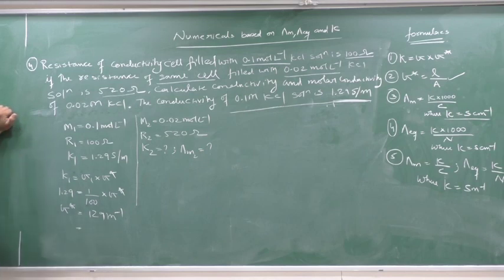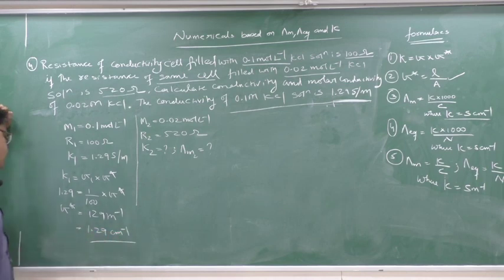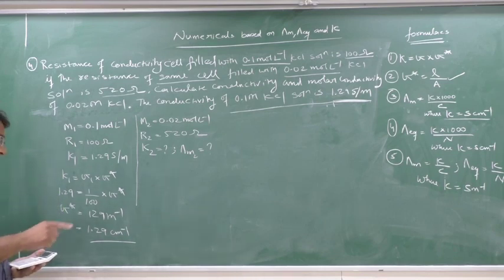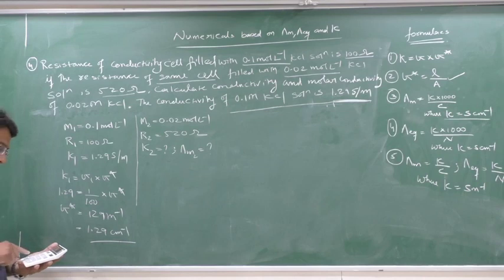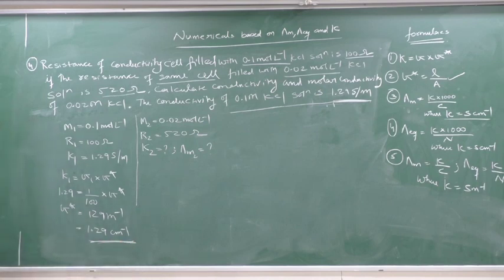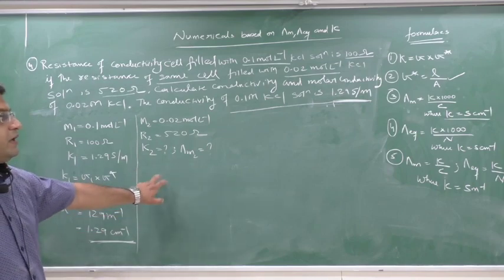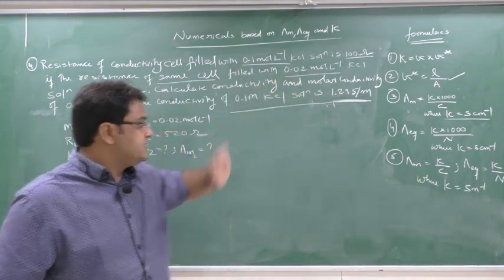Now, I can write it like this also, 1.29 per centimeter. Yes or no? Because 129 per meter, that is 129 by meter. 1 meter equal to 100 centimeters. So 129, if I divide by 100, I will get 1.29 per centimeter. So I have calculated G star in terms of centimeter. Clear? Now see here, why have I done so? If I calculate G star in terms of centimeter, K2 also will come in centimeter, and I can use that formula easily.